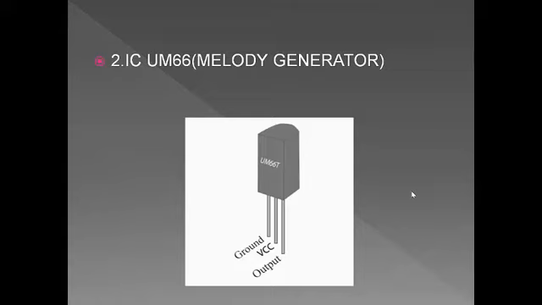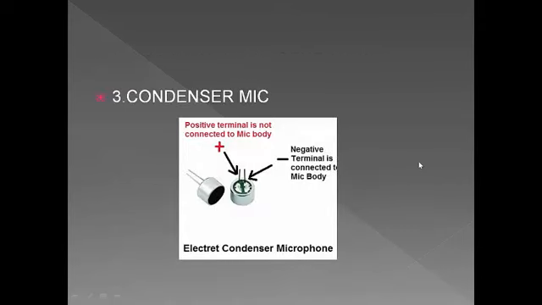The second IC which I have used is IC-UM66. It is our melody generator. It has 3 pins: ground, VCC and output. It looks like a transistor only. Then I have used third component. It is condenser mic. It has 2 terminals and it detects the air change pressure and sends the signal.